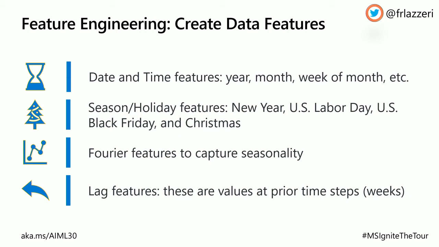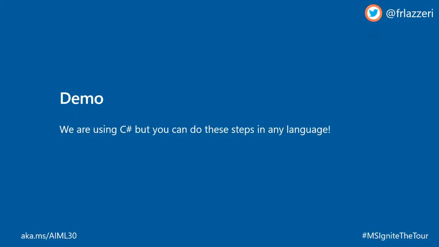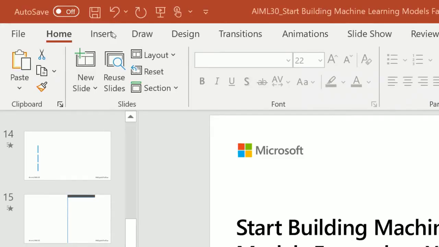So they are very good at summarizing the ups and downs in your trend of sales. And so if you have to get that additional information in your model, you can do that by using Fourier terms or Fourier features. And then finally, lag features. These are values at prior timestamps. So as you can see, we started with just a few columns, but we actually ended up having a much richer, much larger data set. So let me show you now how we did this in Visual Studio Code.